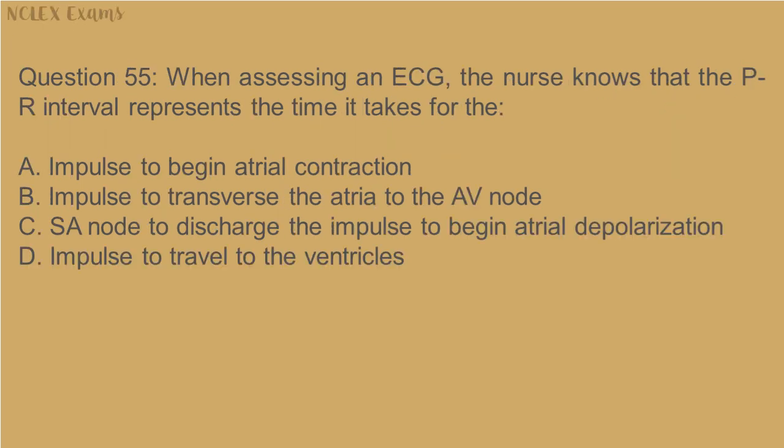Question 55. When assessing an ECG, the nurse knows that the PR interval represents the time it takes for the A. Impulse to begin atrial contraction. B. Impulse to traverse the atria to the AV node. C. SA node to discharge the impulse to begin atrial depolarization. D. Impulse to travel to the ventricles.